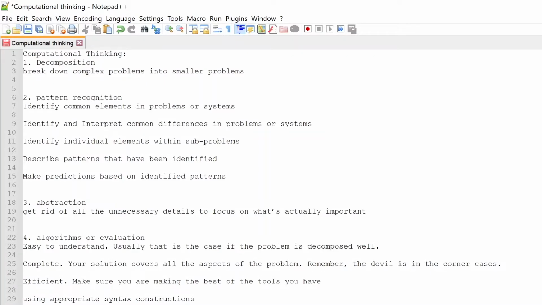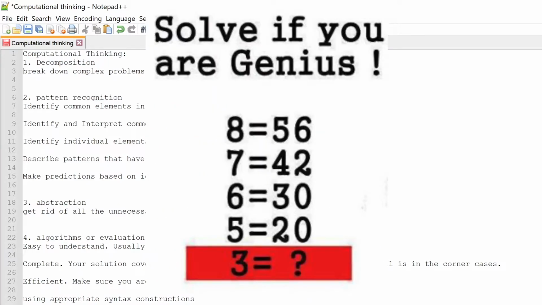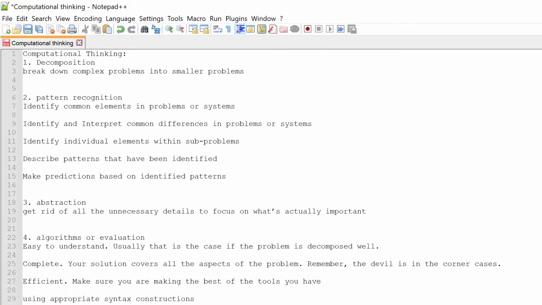Now, what are patterns? Patterns are something where you can guess similar points in all these problems. As you can see, subproblems have common differences. You can solve them both by using pattern recognition.